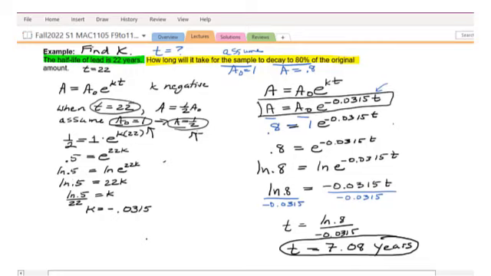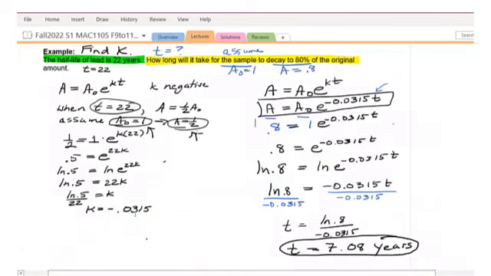And then they're always going to ask you a question like, how long will it take for the sample to decay to a certain amount? If they don't tell you the starting amount, sometimes they will. They'll say like, how long would it take 10 grams to decay to 8 grams or something like that? In that case, they give you A and A sub 0. But if they don't, just assume A sub 0 is 1 and use the information that they're giving you, which is usually a percentage, to figure out how much A would be. Plug those 2 values in, and then that's how you find your t.